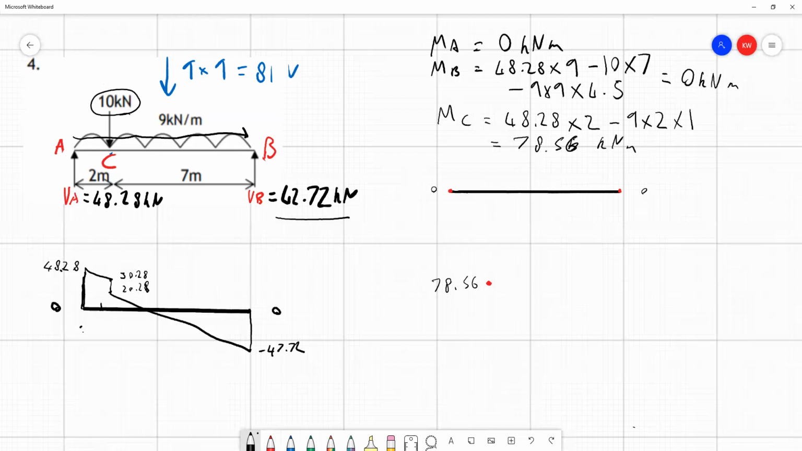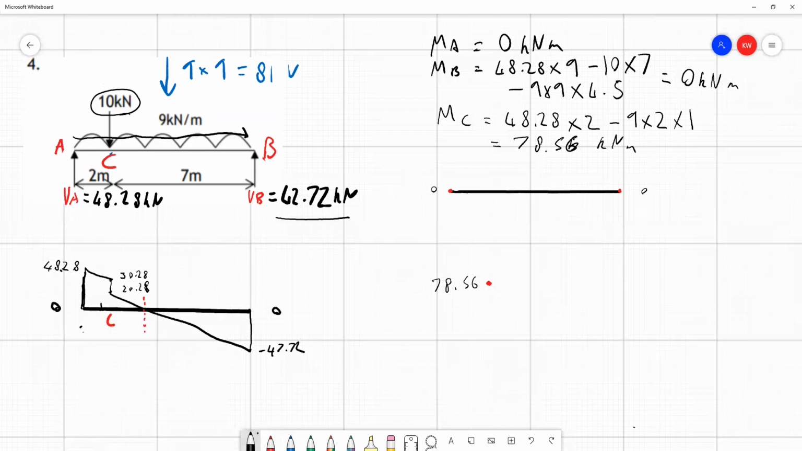Now, we know from previous examples when we're dealing with a UDL, it's not going to be straight lines in our bending moment diagram, it's going to be curved. And we could just draw a curve that went through the two zeros and 78.56, but that wouldn't be a good representation of what's happening. And the reason for that is we haven't worked out what the maximum bending moment is. We know it's not at C, because if we look at our shear force diagram over here, this is point C here. But we know from what we've considered previously in the course that maximum bending moment occurs when shear force is 0. So how do we work that point out?